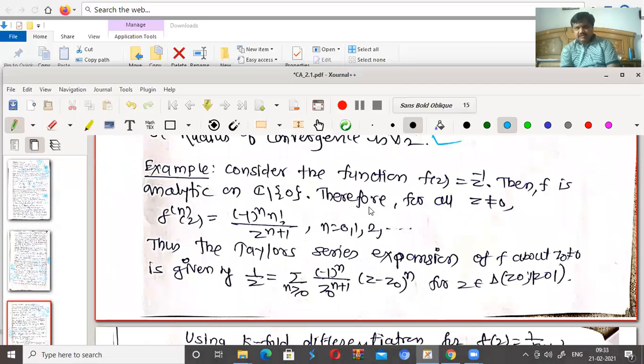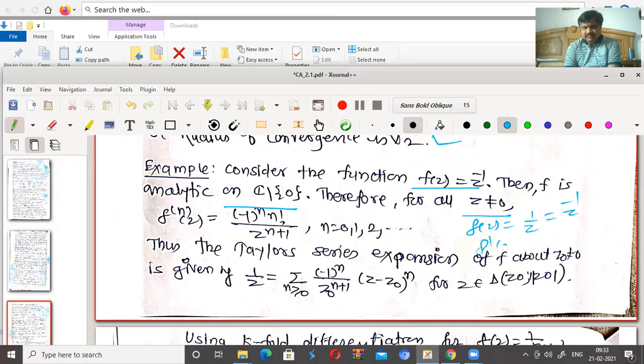We have this function also, f of z equal to z to the power minus 1. Then f is analytic on C removed from 0. Therefore for all z not equal to 0, f^(n) at z equals (minus 1) raised to n into n factorial upon z raised to n plus 1. Why? Because f of z equal to 1 by z.